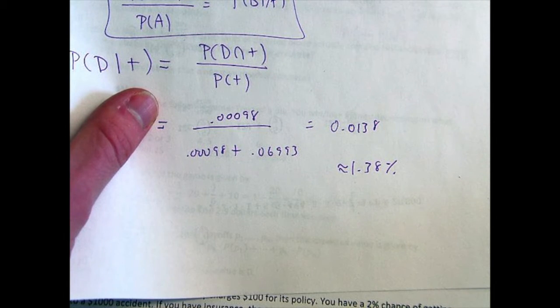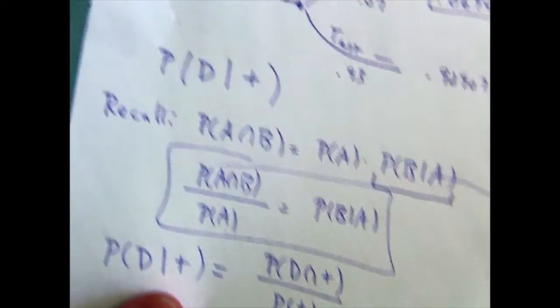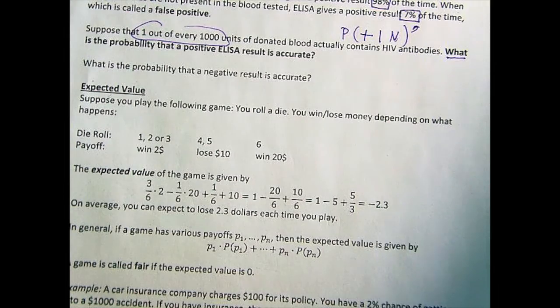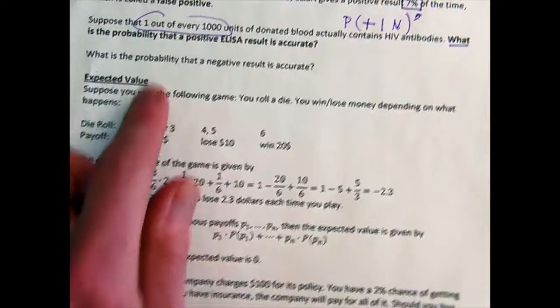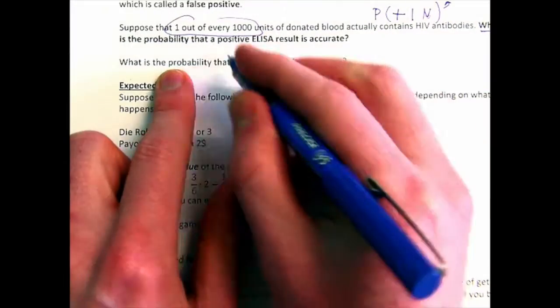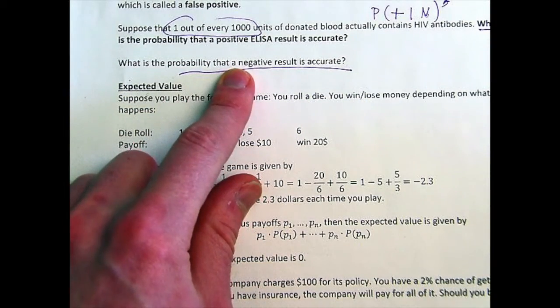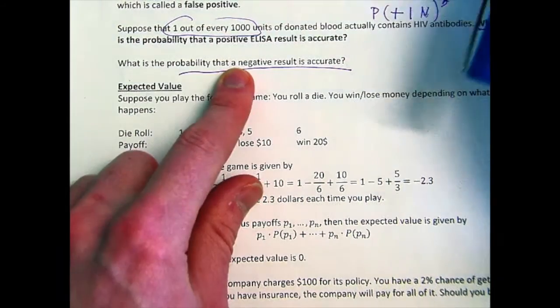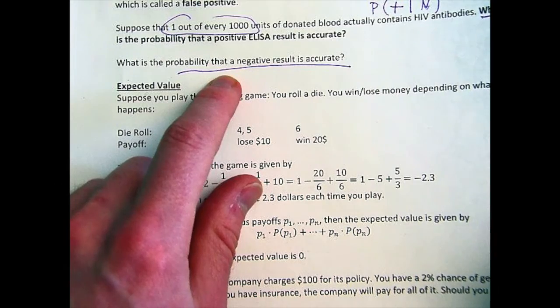Sounds like this is a terrible test. The truth is it's not. It's actually a very good test. And to see why it's a good test, we have to answer the next question. The next question says, what is the probability that a negative result is accurate? Okay, so let's run through the whole thing again, except computing this one here.